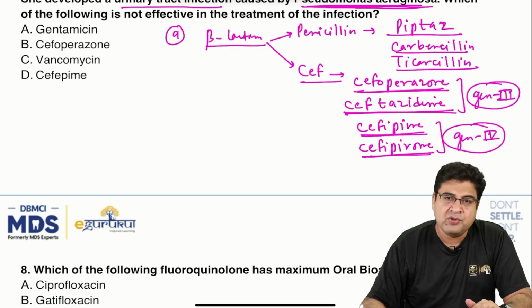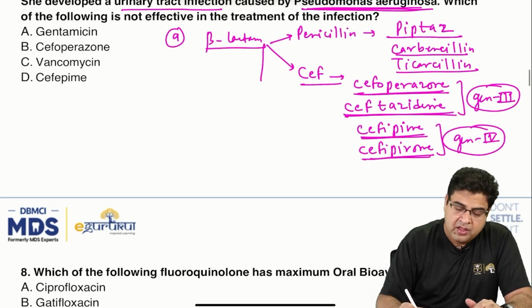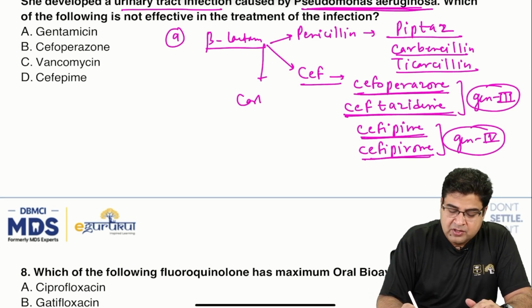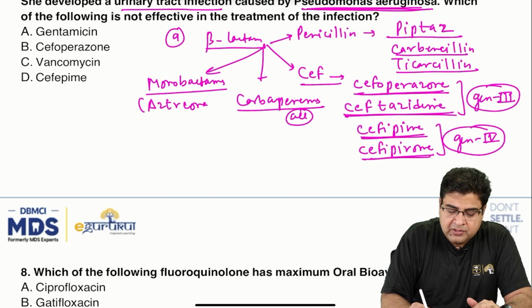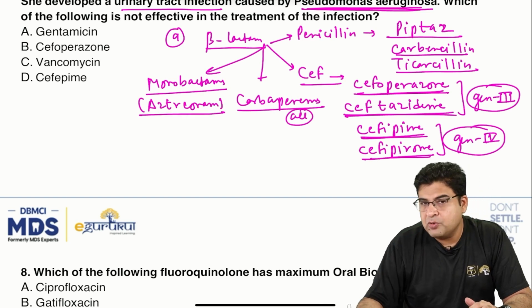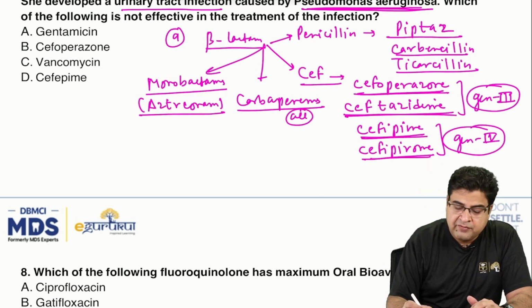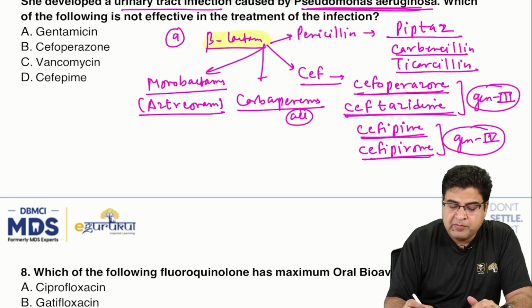These are the 4 cephalosporins useful against Pseudomonas. Now guys, please remember carbapenems. Almost all carbapenems are useful against Pseudomonas, and we have the monobactams. Only one drug is there in the monobactams, azithromycin. So these medicines are useful against Pseudomonas. So beta-lactams are given for the treatment of Pseudomonas. This is what we have discussed.